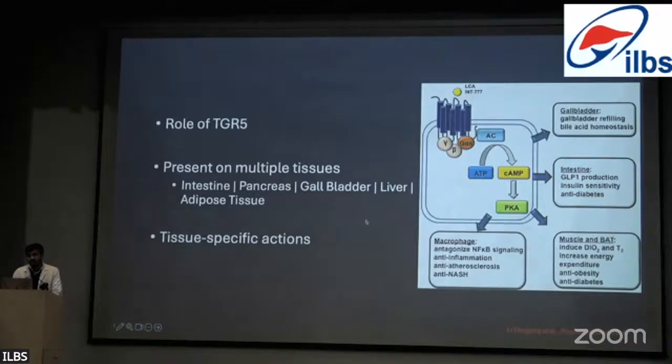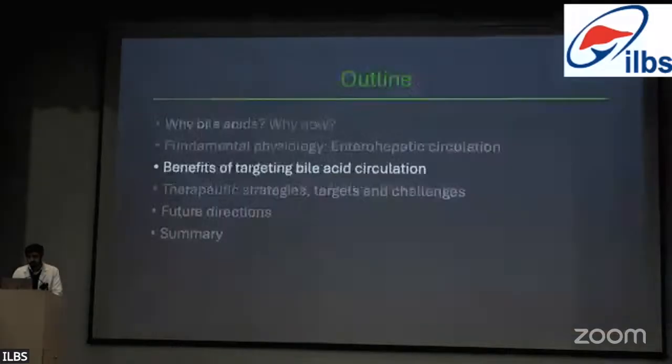In the gallbladder, it leads to gallbladder refilling and helps in bile acid homeostasis. In the macrophages, it is shown to have anti-inflammatory, anti-atherosclerotic properties. In the muscle and the adipose tissue, it leads to thermogenesis and regulation of the body temperature.